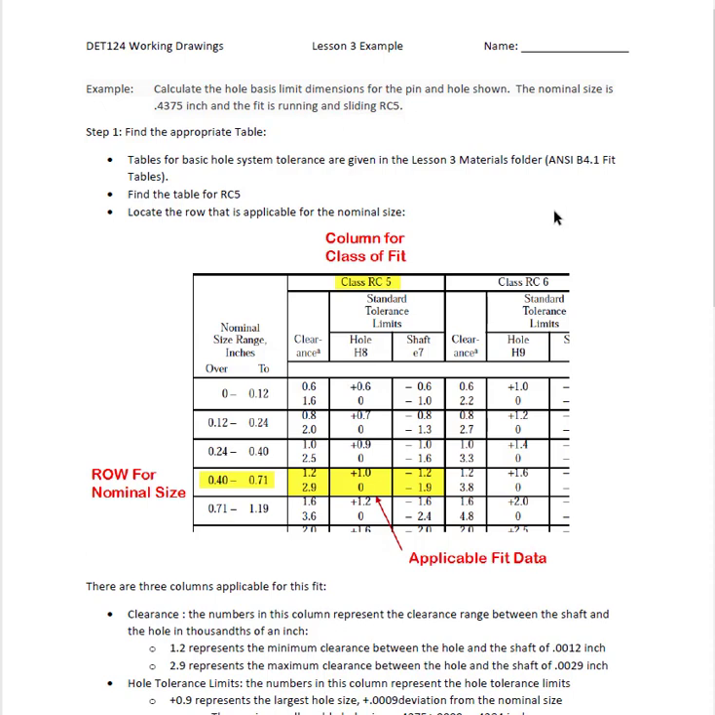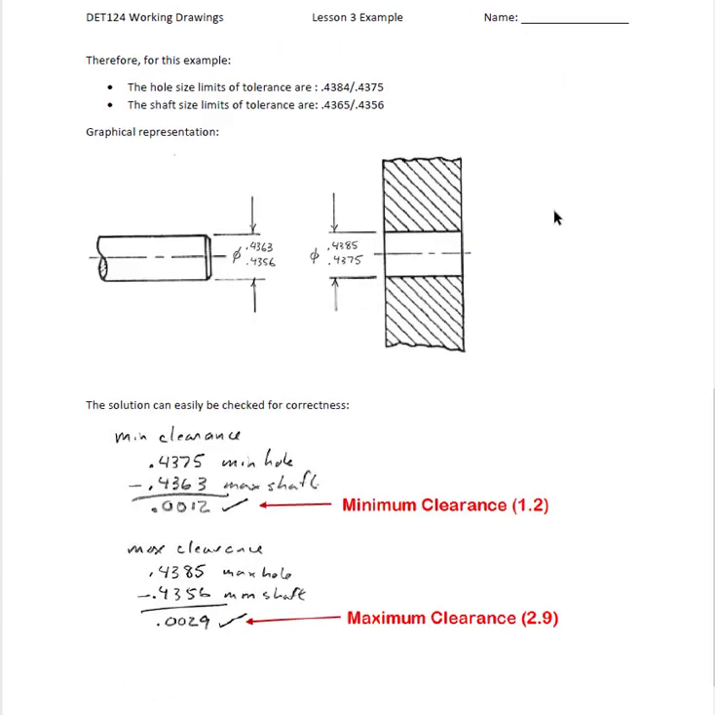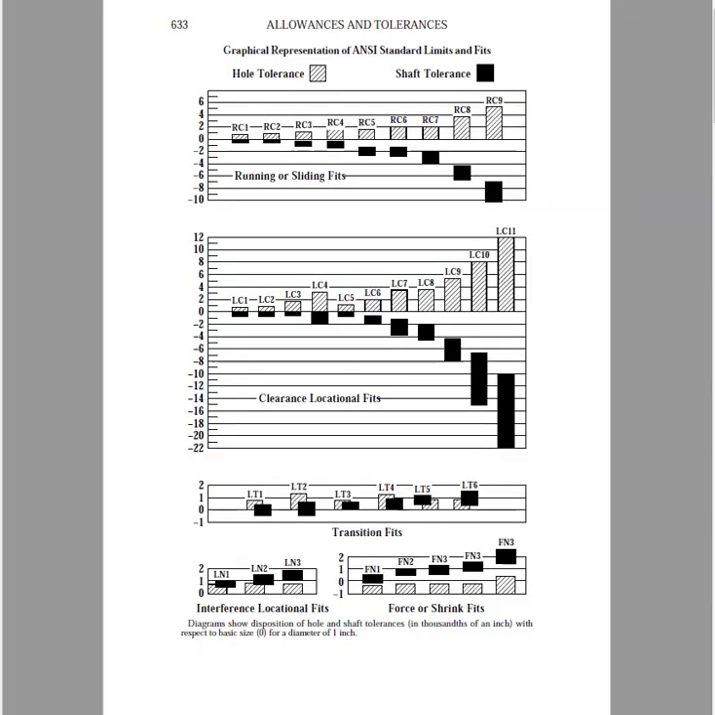First of all, the pin and hole shown look like this. What we are to do is come up with these limit dimensions by using the specified fit. The specified fit here is RC5. How you do that is you go to the fit tables that I give you in the materials folder, and that fit table looks like this.